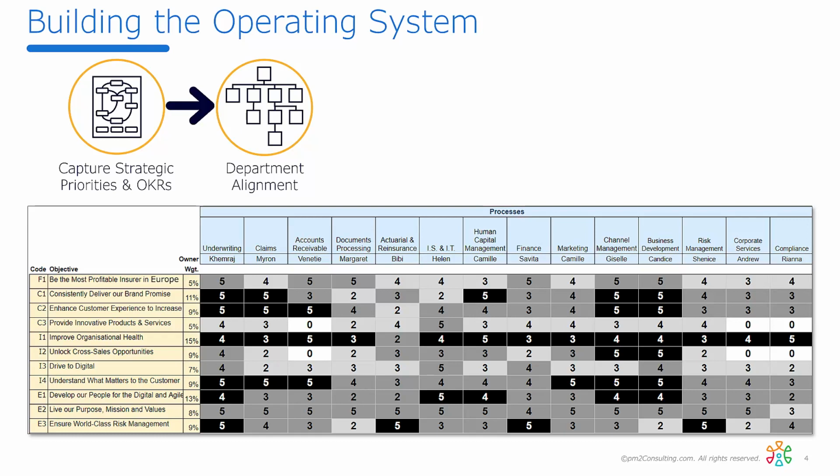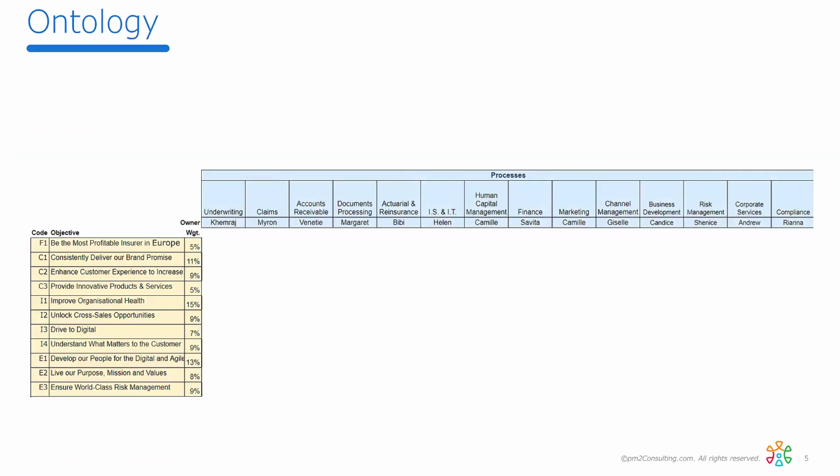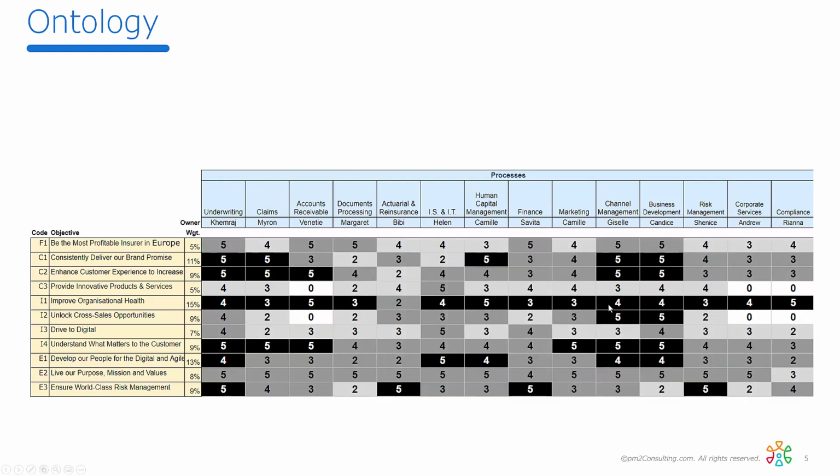So I'm going to drill into this in a little bit of detail because this is kind of a fun session. What we do is we take that strategy map that we developed in phase 1 and we list those objectives down the left side of a spreadsheet. And across the top, we list your core processes or core departments. And then within that, we'll score the impact of each department on each objective.